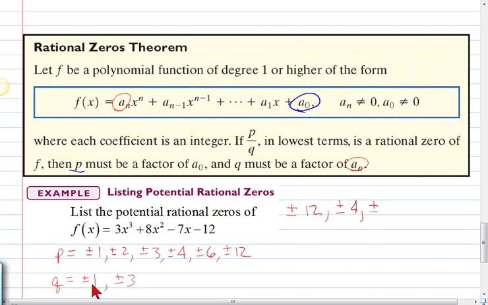There could always be irrational roots. When I list all possible rational zeros, that's going to be 12 divided by 1, 12 divided by 3, 6 divided by 1, 6 divided by 3, 4 divided by 1, I've already got it, 4 divided by 3, 3 divided by 1, 3 divided by 3, 2 divided by 1, I've already got that, and 2 divided by 3, could be positive or negative. 1 divided by 1 and 1 divided by 3.